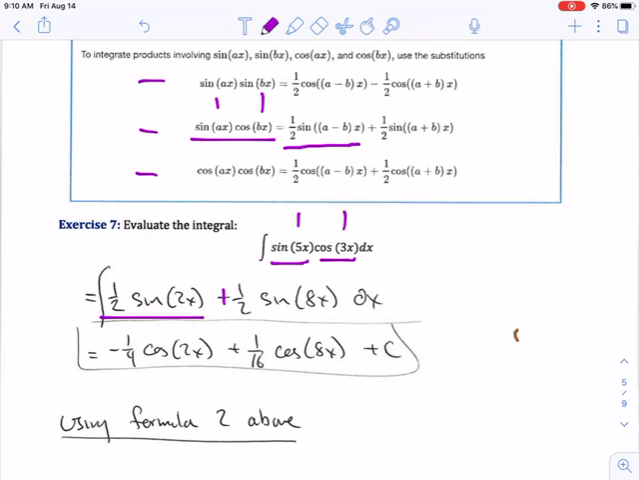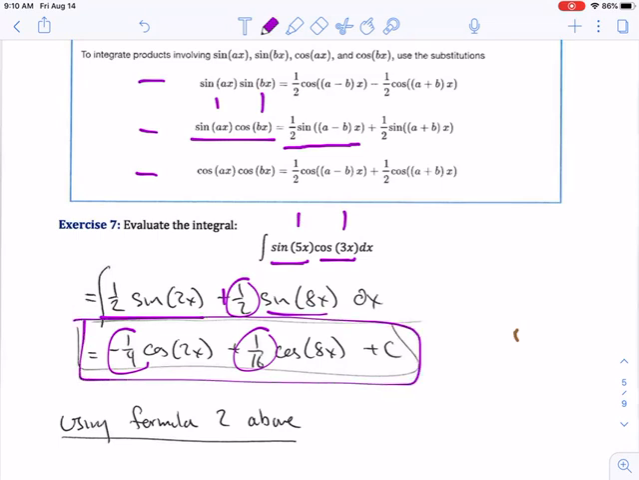From there, we integrate it. We change it into some form that we can find the antiderivative of. Again, the antiderivative of sine of 2x is negative 1/2 cosine of 2x, times the 1/2 is negative 1/4. The antiderivative of sine of 8x is negative 1/8 cosine of 8x, and the 1/8 times the 1/2 is 1/16. So there we go. Basically, use the appropriate formula to get you to someplace where you can integrate it.